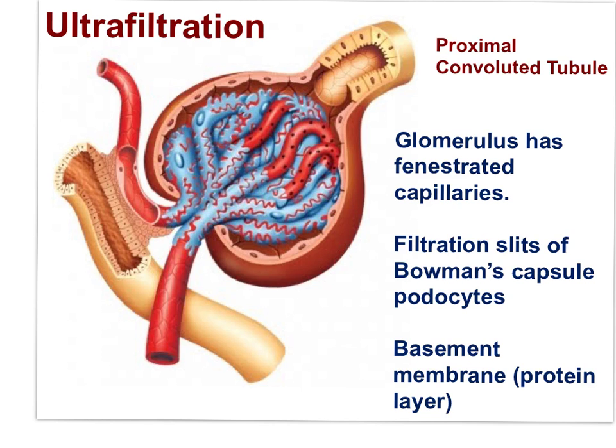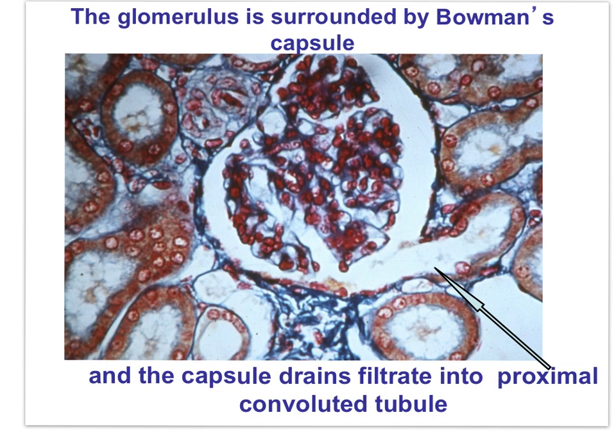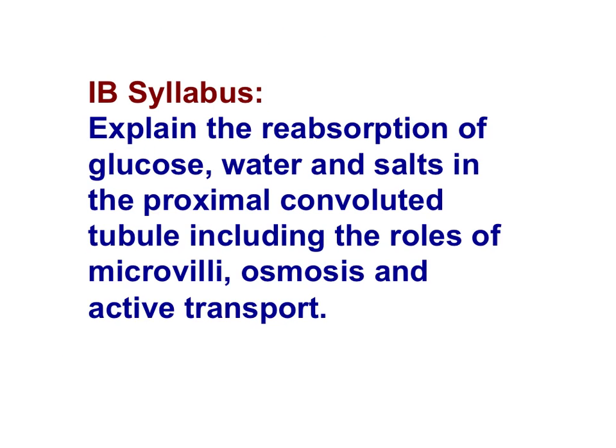The structures involved in ultrafiltration are provided here. I'll let you study this slide on your own. Here is a micrograph of a glomerulus surrounded by Bowman's capsule. The filtrate formed by ultrafiltration flows into the proximal convoluted tubule, and that brings us to the last IB syllabus statement of the movie. Explain the reabsorption of glucose, water, and salts in the proximal convoluted tubule, including the roles of microvilli, osmosis, and active transport.